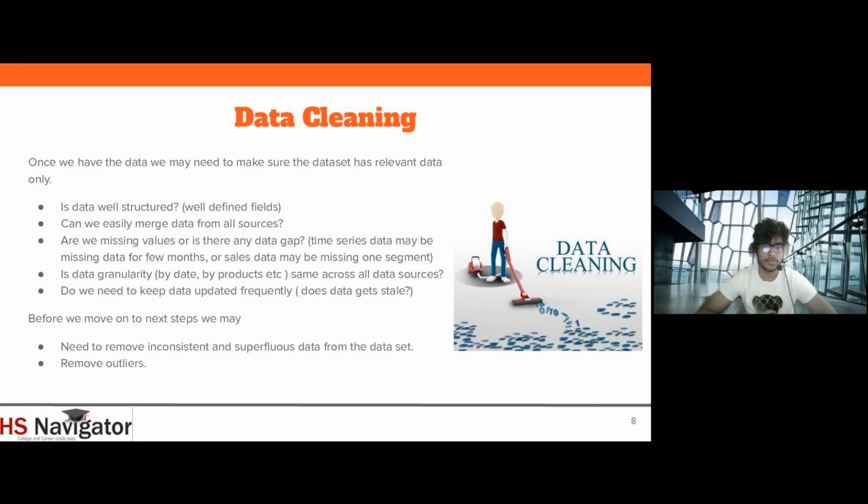For example, a time series data may be missing a few dates or a few months, or sales data may be missing one segment. Is there granularity by date, by products, etc., across all data sources? Do we need to keep data updated frequently? Does the data get stale? Before we move on to any next steps, we may need to remove inconsistent and superfluous data from the set and remove some outliers.